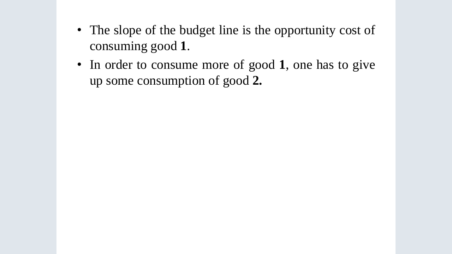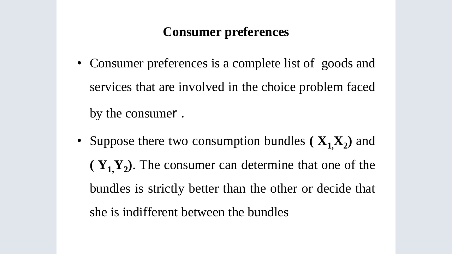So if you are able to formulate the budget constraint, then the next thing that we need to look at is consumer preferences. So what are consumer preferences? The consumer preference is simply a complete list of goods and services that are involved in the choice problem facing the consumer. The list of those goods and services from which the consumer can choose is what we refer to as the consumer preferences.